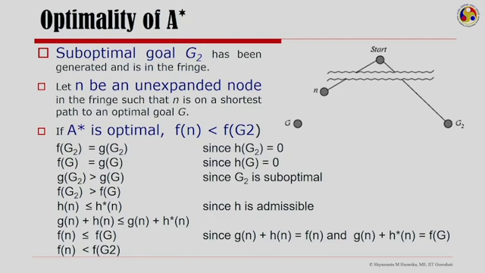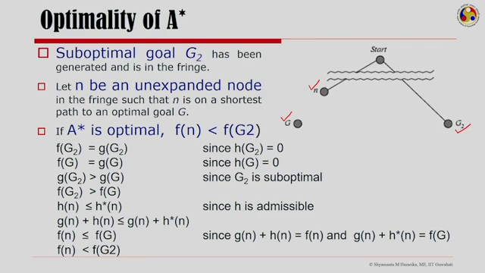We would now look at the optimality of A star and prove it by an intuitive method. Let us say we have a suboptimal goal G2 in the fringe and we have a node n which is not yet expanded. Let n be in the fringe as well and let it be on a shortest path to the optimal goal G. Now A star is optimal if the f value at n is less than the f value at G2.